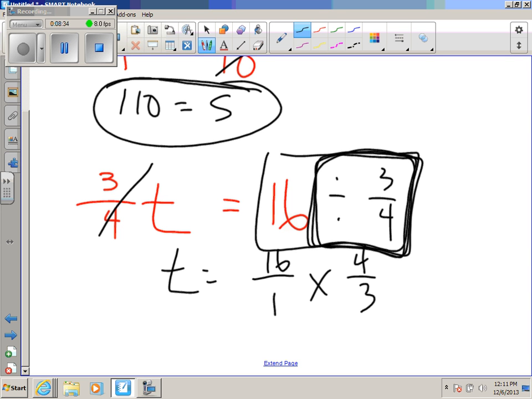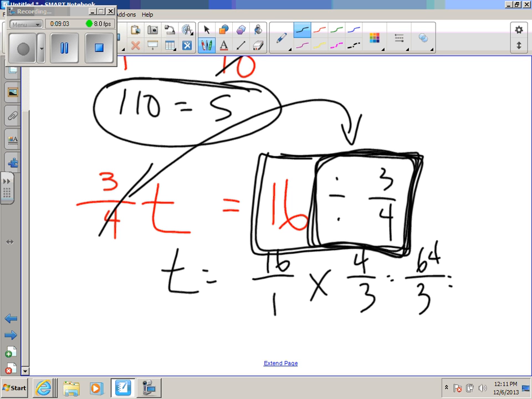See, if you work yourself through this and say the opposite of multiplying by 3/4 is to divide by 3/4. If you go ahead and you write this right away, this problem right here, it's just like any other ones that we've done. You always flip that second fraction. 16 times 4, 64 over 3. 21 1/3.